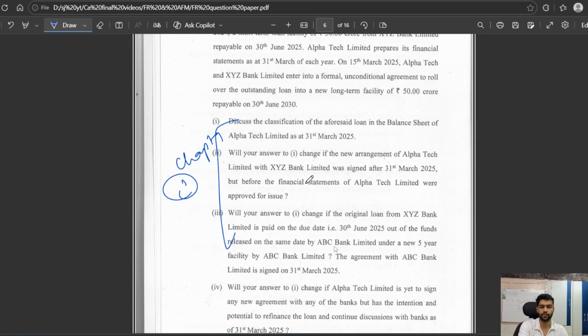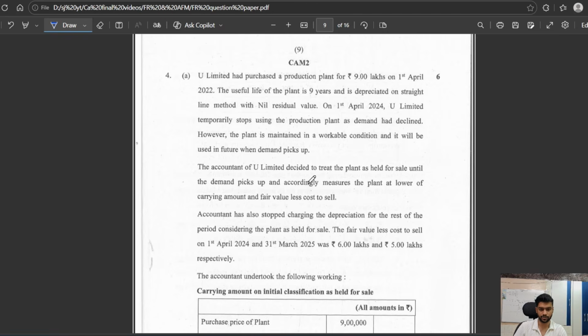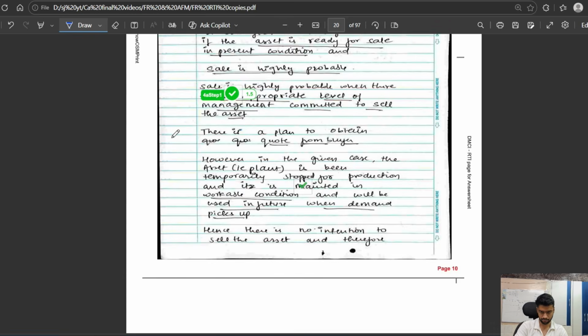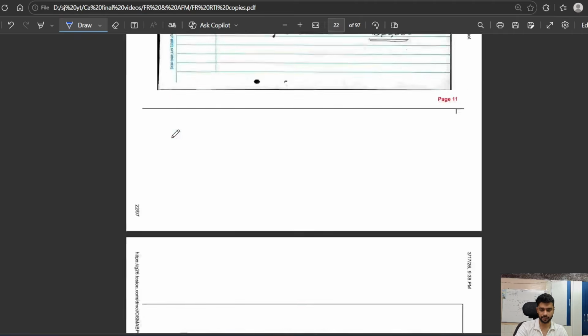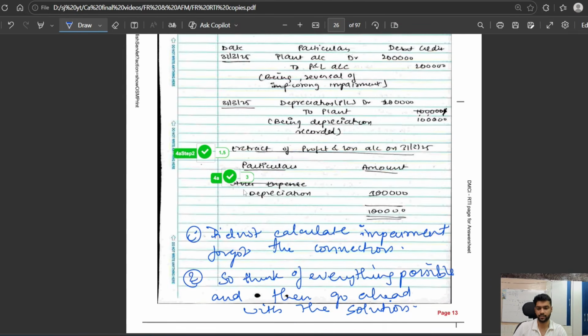Now coming to question number 4a, let's just move on. So this is question number 4a. It is a 6 marks question, and I only received 3 marks in this question. I will just go down to the learnings so that you understand it. So I received only 3 marks, as you can see here. So there were two issues that I found. First of all, I did not calculate the impairment and forgot the correct. So the question was, the accountant made some mistake, and instead of keeping the asset as PPE, he actually wrote held for sale in the balance sheet. You have to rectify the mistake. So this was the question.